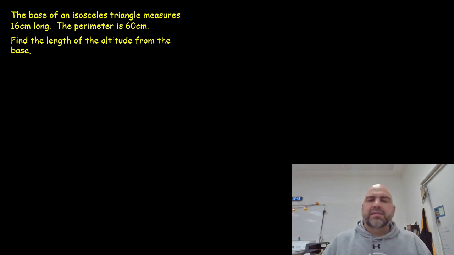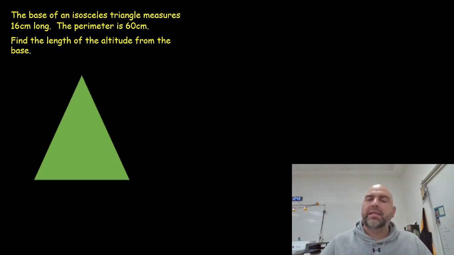All right, welcome to this example where we're going to take a look at an isosceles triangle and try to determine what the altitude, or the height, is of our isosceles triangle. Now, the first thing that we need to do is draw out an isosceles triangle. An isosceles triangle looks something like this.